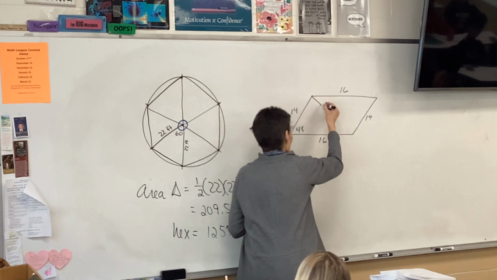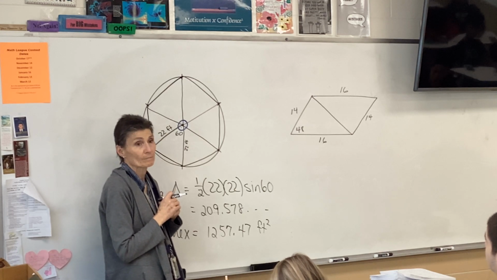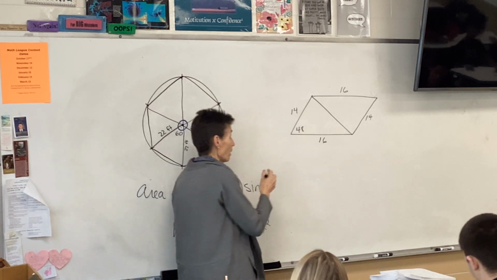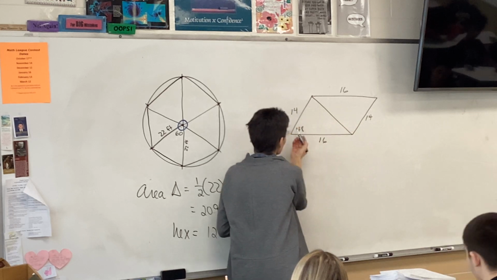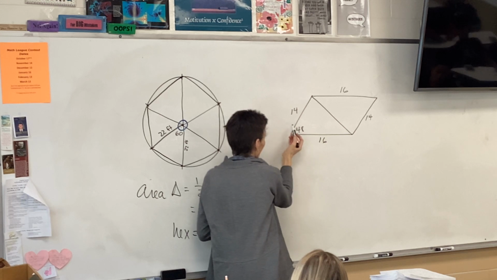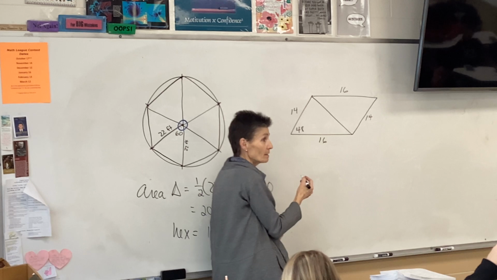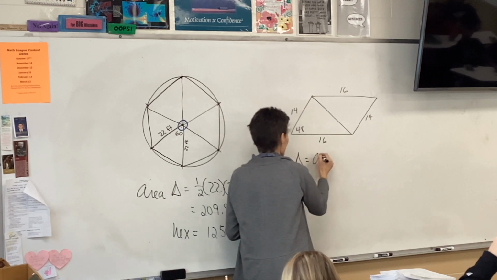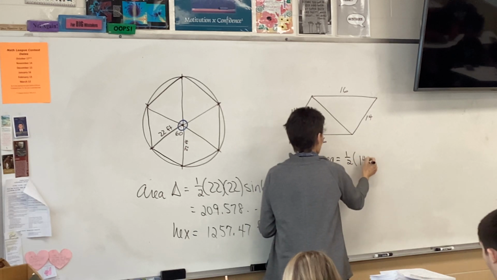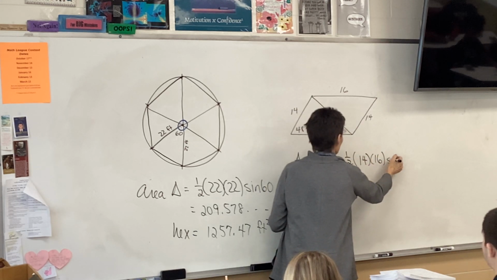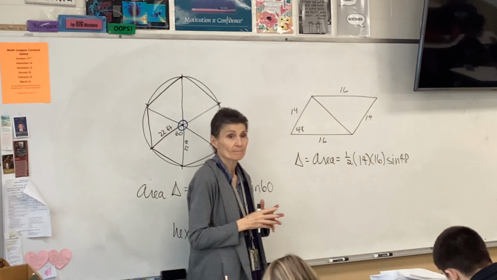Can we divide this parallelogram into 2 triangles? And they are equal, or I should say congruent, right? And notice, what do I have right here? I have side, side, sine of included angle. So the area of the triangle is 1/2 times 14 times 16 times sine 48. 1/2 side, side, sine.